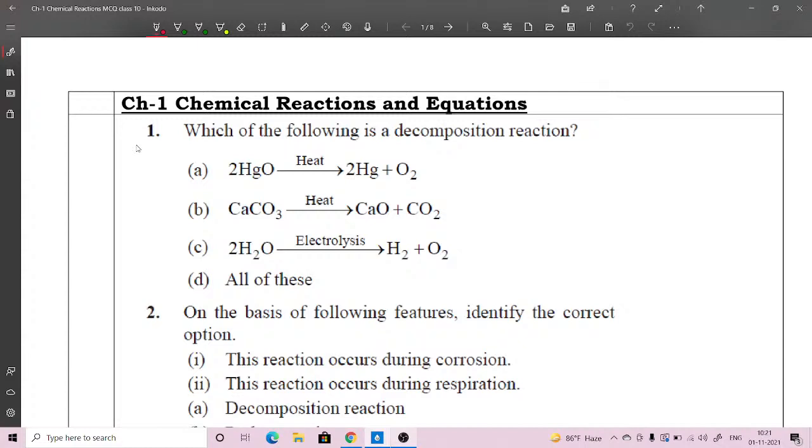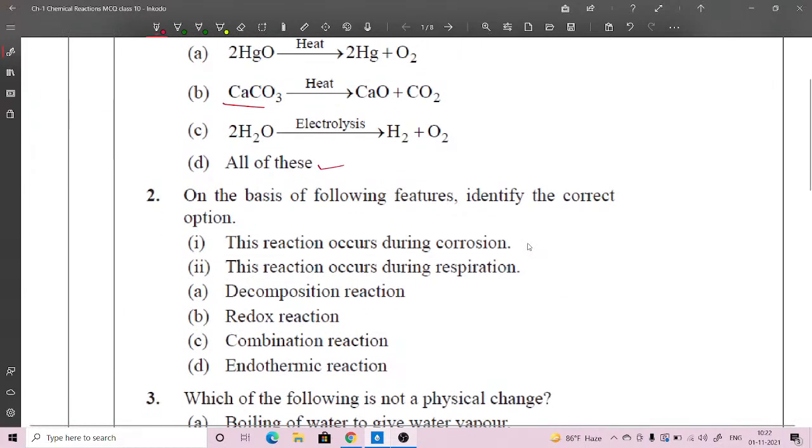So we have question 1. Which of the following is a decomposition reaction? A. 2HgO, on heating, gives Hg plus O2. B. Calcium carbonate, CaCO3, gives calcium oxide plus carbon dioxide when you heat it. C. H2O, that is water, under electrolysis gives H2 plus O2. All three are examples of decomposition, therefore the correct option is all of these.